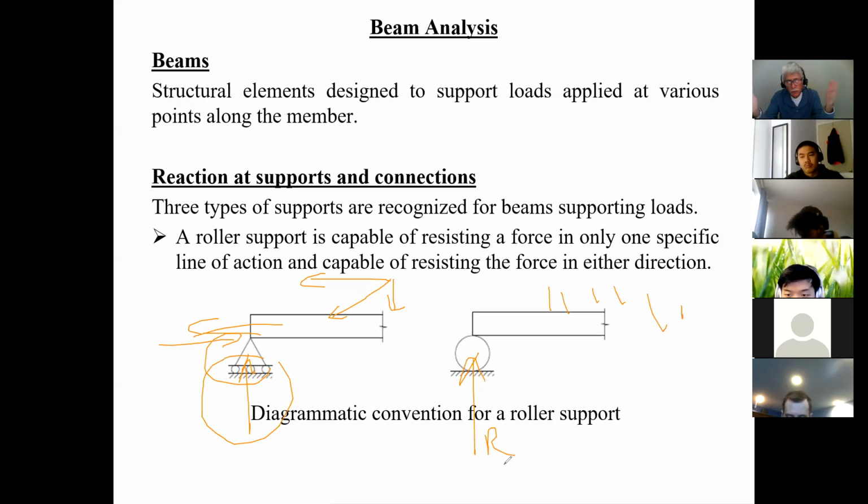When you guys are going to be driving over an overpass and you go over those expansion joints, well, those expansion joints, believe it or not, are rollers. They do not prevent the bridge from moving side to side. They only prevent the bridge from moving up and down. And that's what a roller is. So all those expansion joints that you see on a bridge are rollers. It has only one reaction. Okay. So that's a roller.